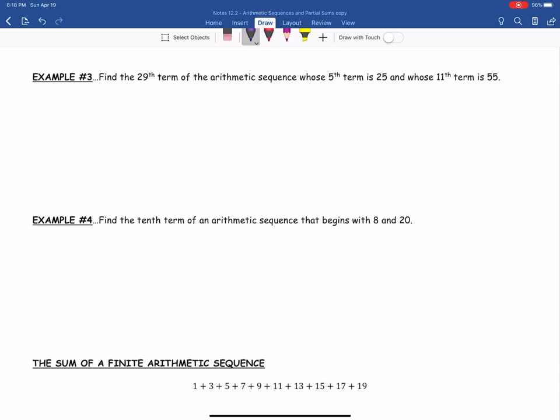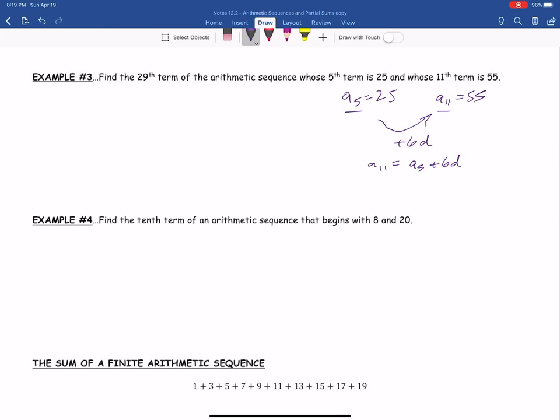Find the 29th term of the arithmetic sequence whose 5th term is 25 and whose 11th term is 55. Okay, I'm going to write out the stuff I know here. I know that A sub 5 is 25. I know that A sub 11 is 55. I also know that there are 6 steps, 6 common differences, to get from the 5th term to the 11th term. So I'm going to write that out: A sub 11 is going to be equal to A sub 5 plus 6d.